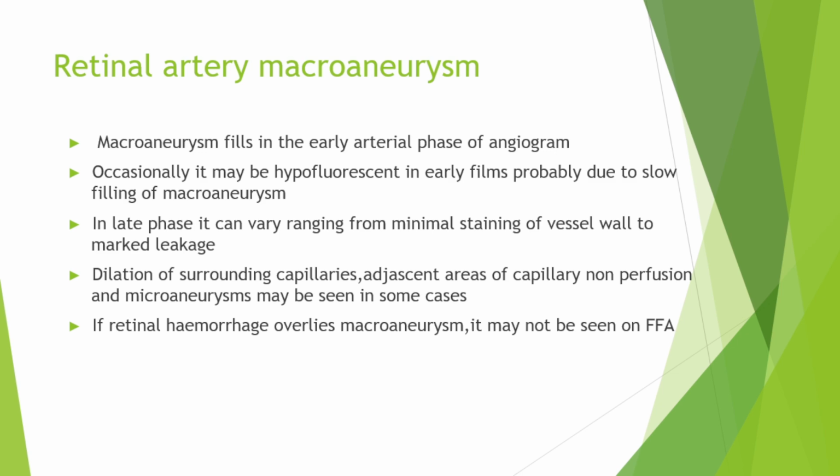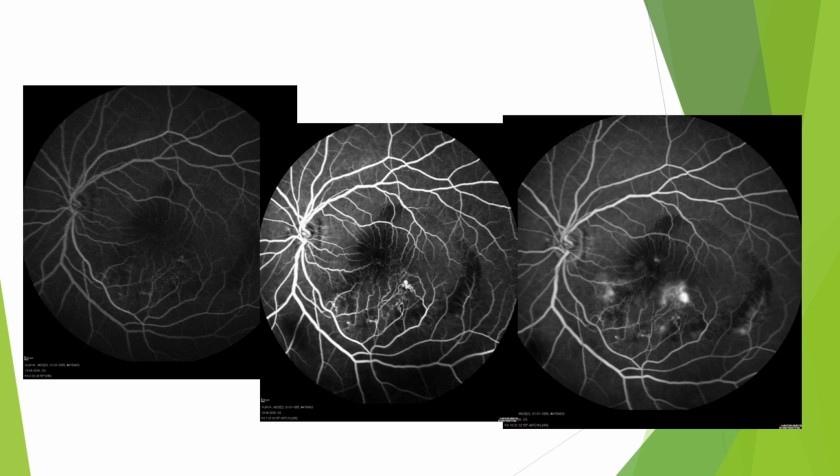It can occasionally be hypofluorescent in early films due to slow filling, and in the late phase it can vary from minimal staining of the vessel wall to marked leakage. Dilation of the surrounding capillaries, adjacent areas of capillary non-perfusion, and microaneurysms may be seen in some cases. If a retinal hemorrhage is there, the macroaneurysm may not be visible on the FFA.